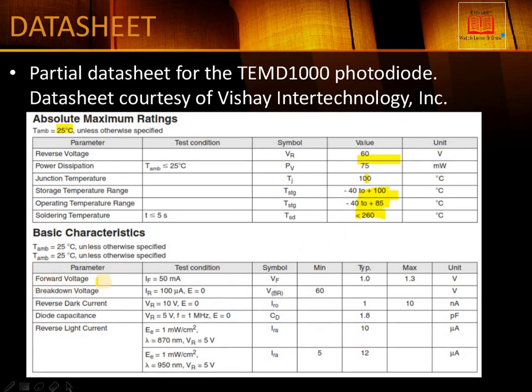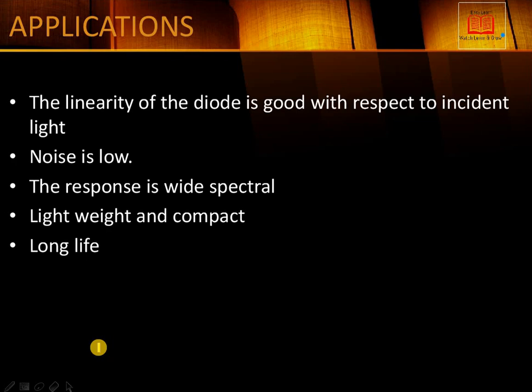Okay, forward voltage is the same, and reverse breakdown voltage you can read by yourself. But here, reverse dark current means, as we already studied, when there is no light intensity, meaning E is 0. But at 10 volt you can see that there is 10 nano, very little, but there is a current in practical cases. So this shows the dark current. Diode capacitance and reverse light current you can read by yourself.